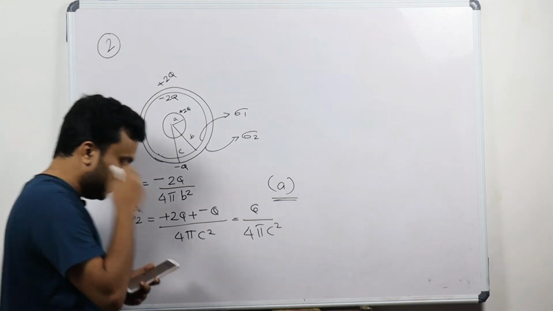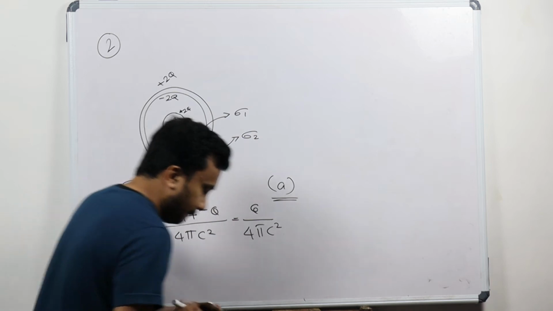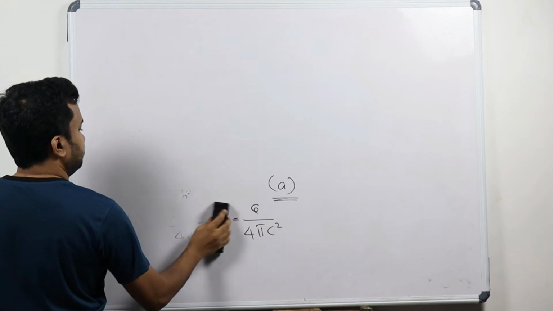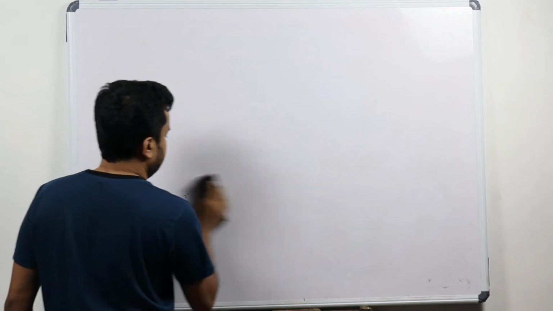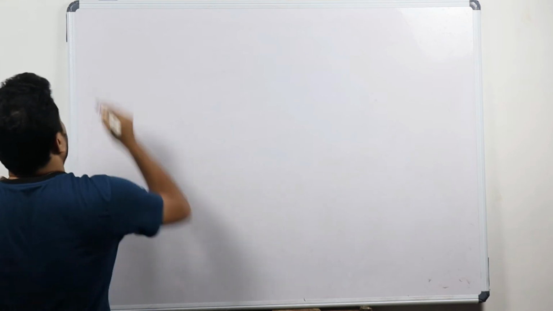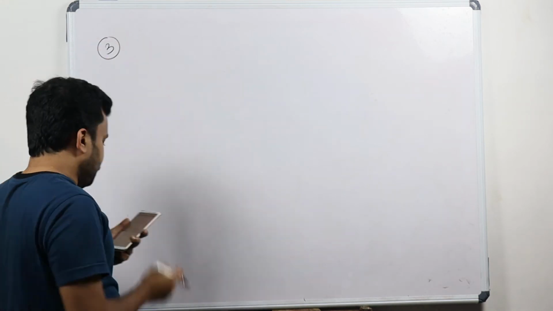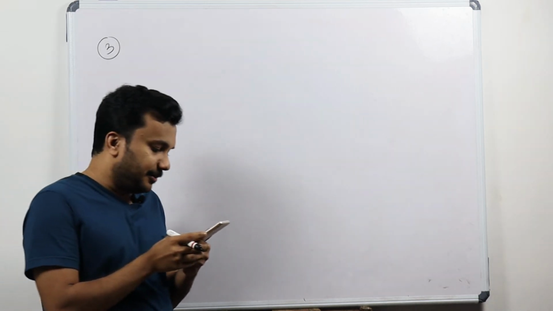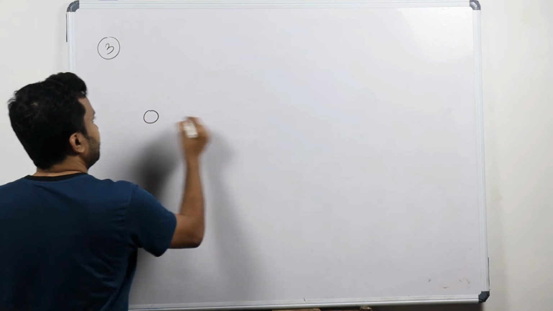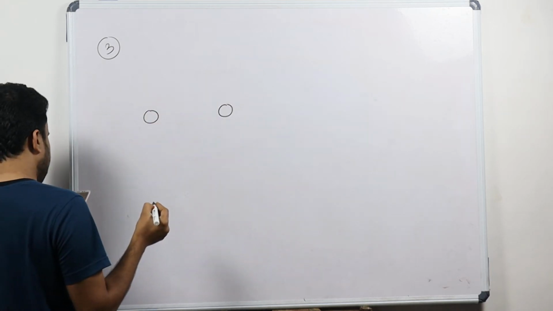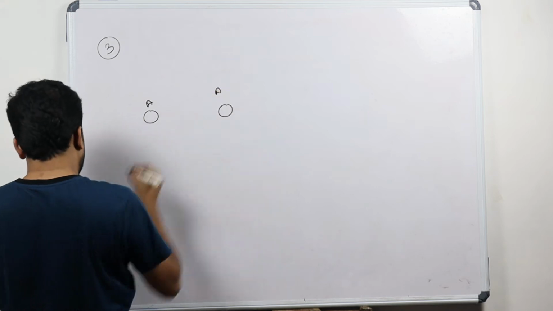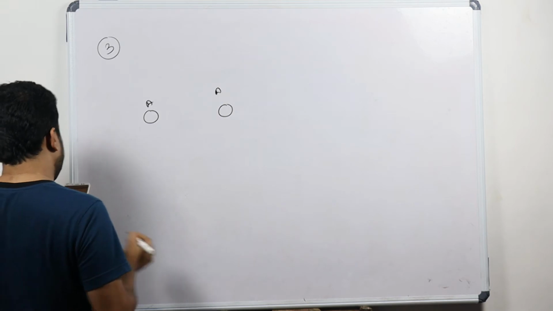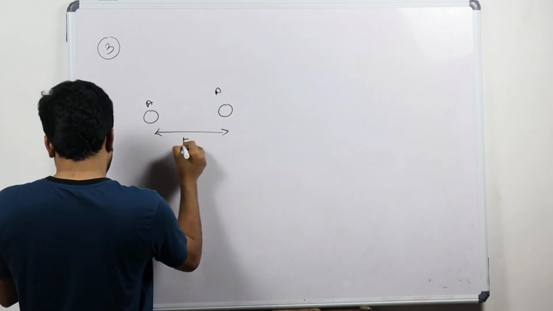We'll move to the next question. Third question. Two equally charged identical metal spheres A and B repel each other with a force called F. So I read the question, I just make it as a diagram. Two equally charged spheres A and B repel each other with a force called F. So the force between these two bodies is called F, clear.